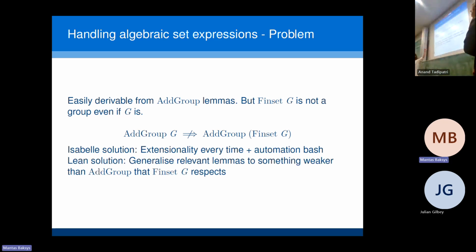So I already explained the Isabelle solution. The Isabelle solution is everywhere, and it works very well. Fine. The solution that I took in Lean was to find something weaker than a group where all of the inequalities that I stated are still true. So now the question is, what kind of inequalities are actually true for finite sets? So next one.